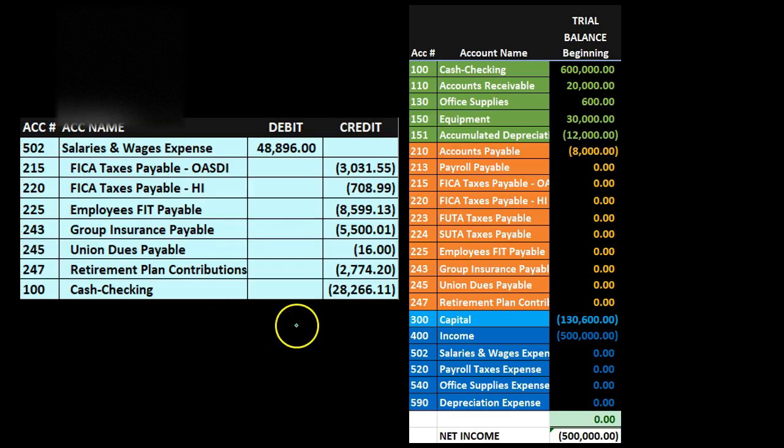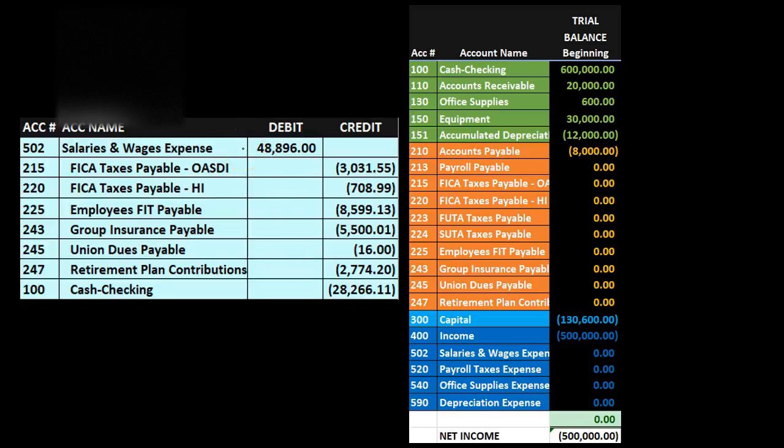Now let's post this to a worksheet and see what it would look like. Here's our trial balance. It's in balance, we can tell, because the debits equal the credits, or the positive numbers minus the negative numbers equal 0. We currently have net income of $500,000, which is this income, no expenses. So we're just going to post this out then.